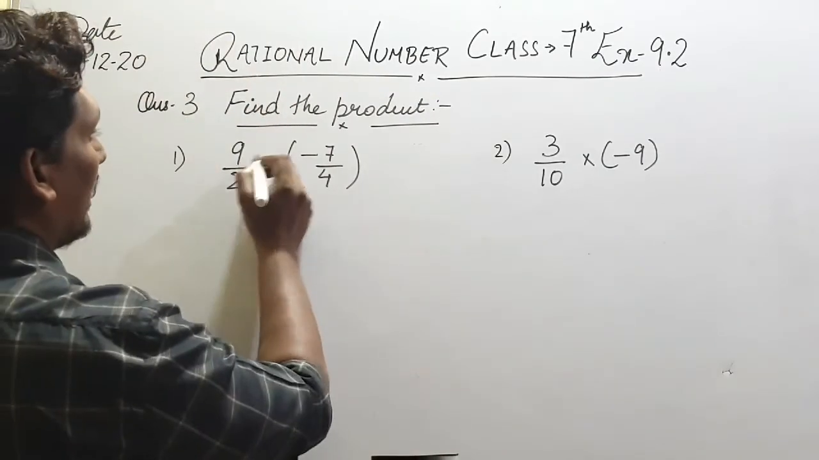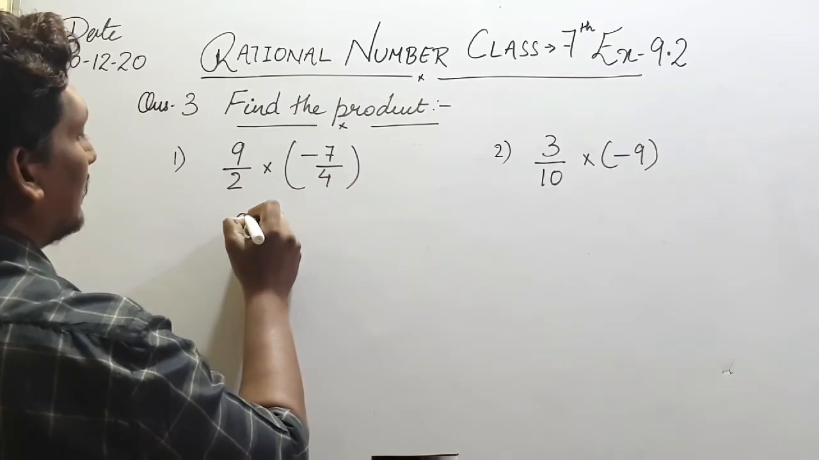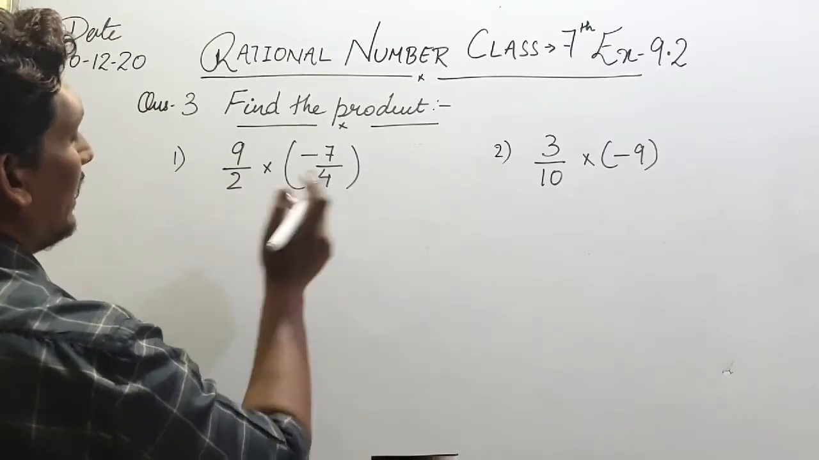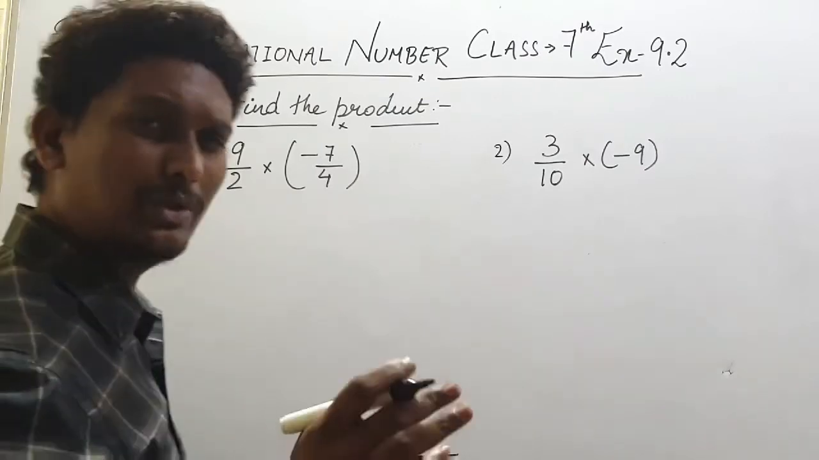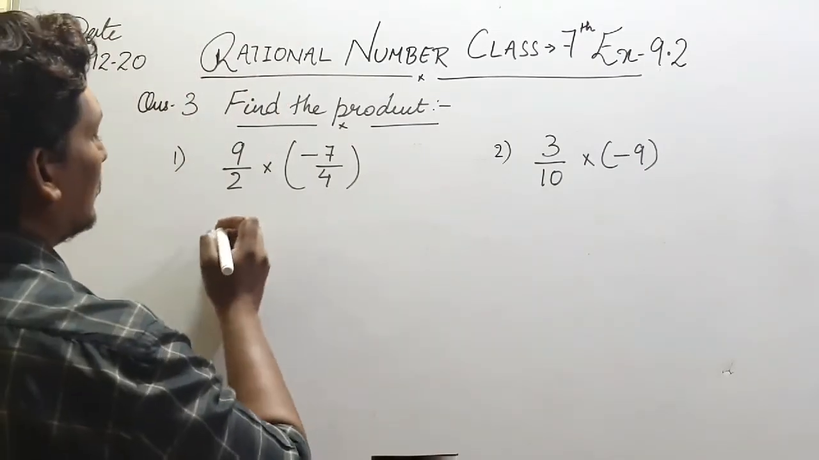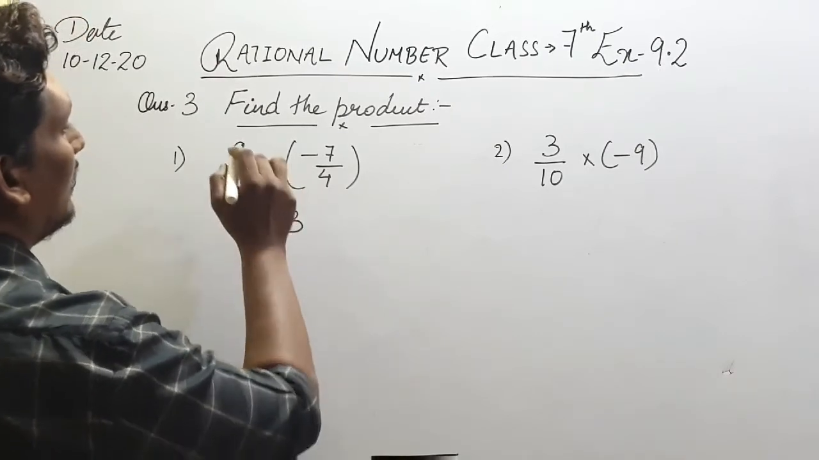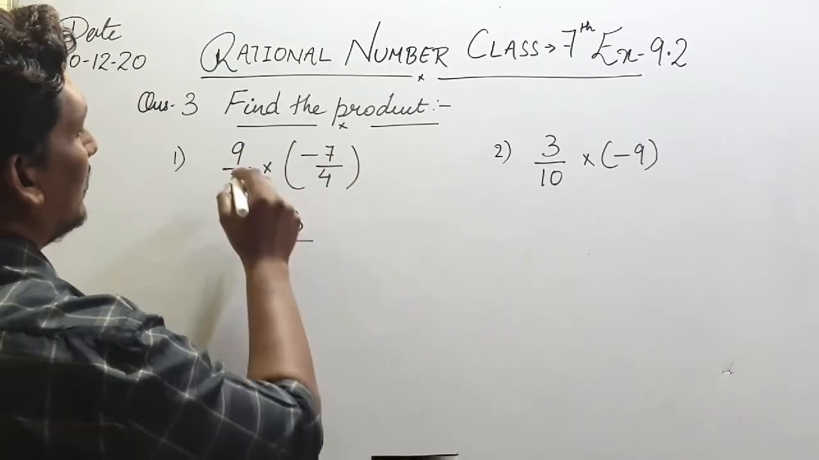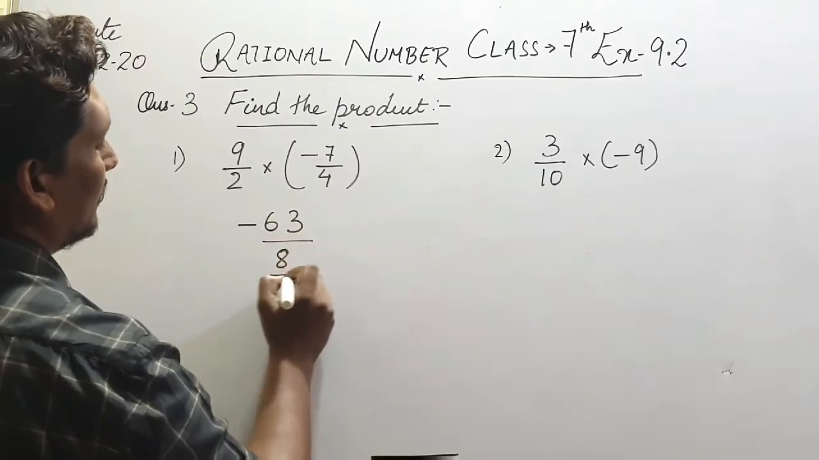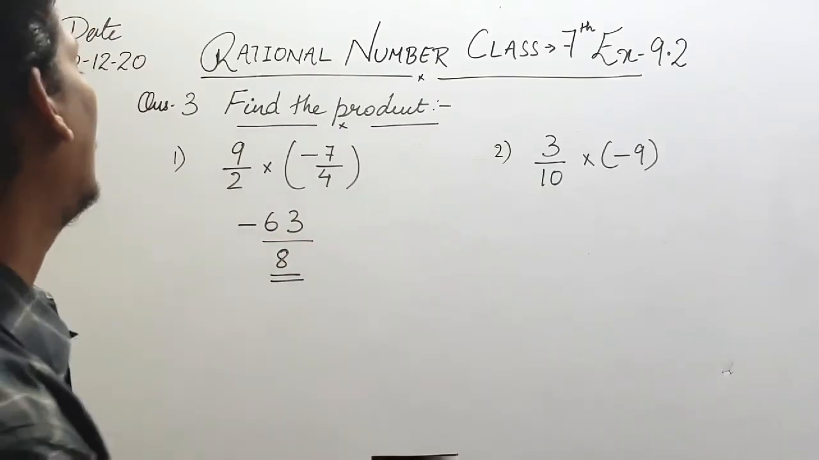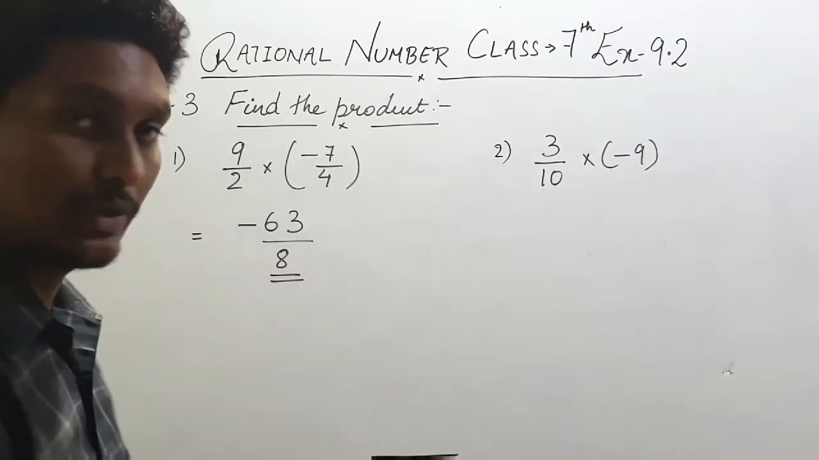Okay, so 9 into 7, that is 9 7s are 63. I'm just doing it directly. Okay, no issue in that. So minus, put the negative sign. Okay, 9 into minus 7, that is 63. 4 2s are 8. Okay, this is the answer for the first question.